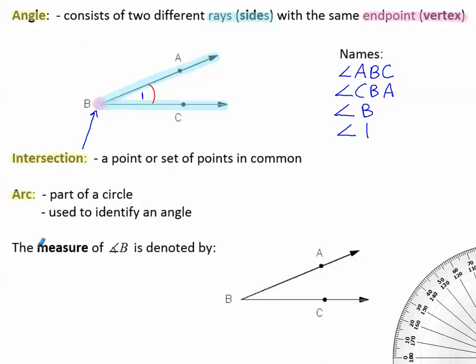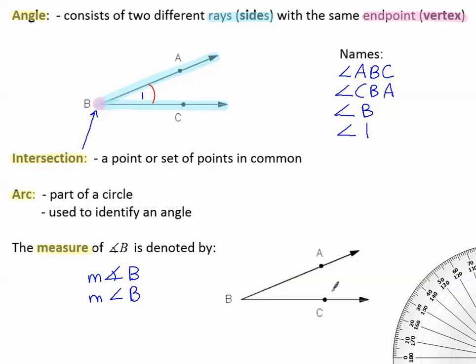The measure of angle B is denoted by a little m for measure, and then the angle symbol, which sometimes looks like this, where there's an arc through it, so the measure of angle B, or sometimes looks like the symbol that I drew previously over here, measure of angle B.